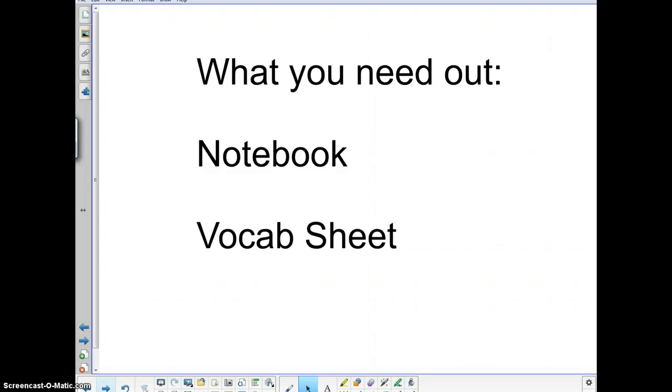So what you need out right now is a notebook and your vocab sheet, and obviously a writing utensil to be writing those things down. I'll give you just a little bit to get those things out, but hopefully they should be out already. You should be getting into a routine that you have those things out before class starts.